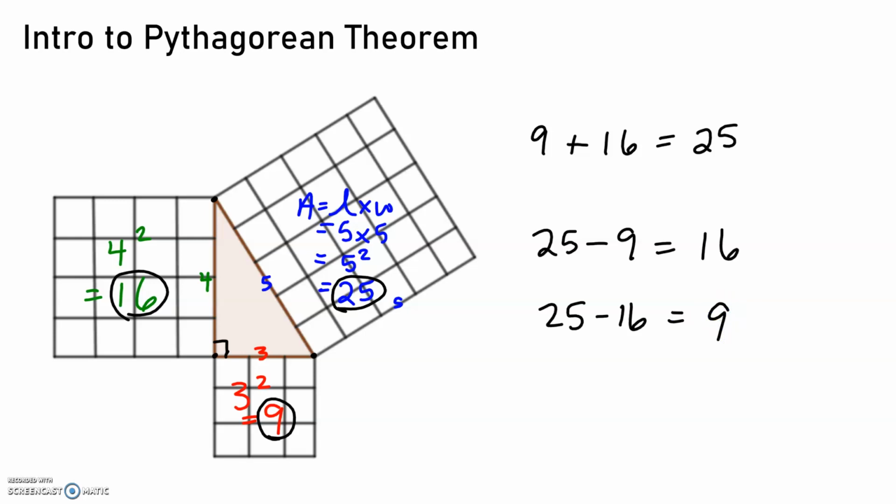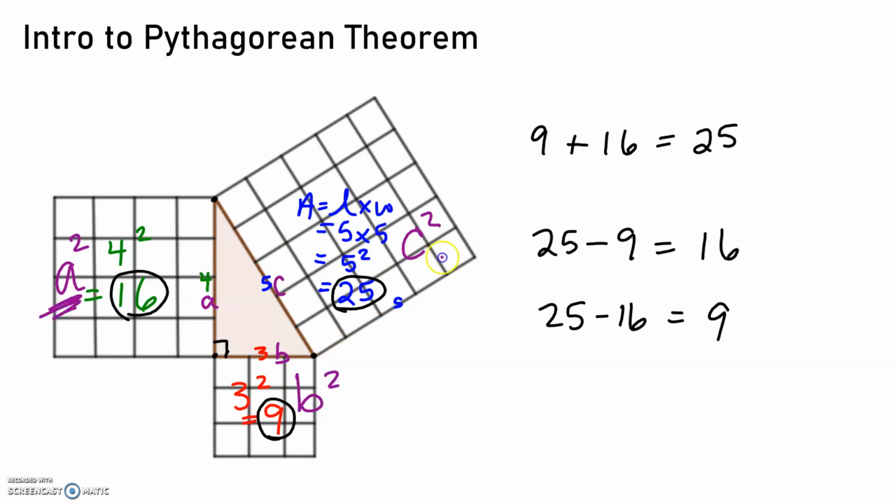Instead of using numbers to represent the side lengths of the triangle, which is also the side lengths of the square, I'm going to use letters. So I'm going to call 4 a, I'm going to call 3 b, and I'm going to call 5 c. That means instead of 25, or instead of 5 squared, this square is c squared. Instead of 4 squared, this would be a squared. And instead of 3 squared, this would be b squared.